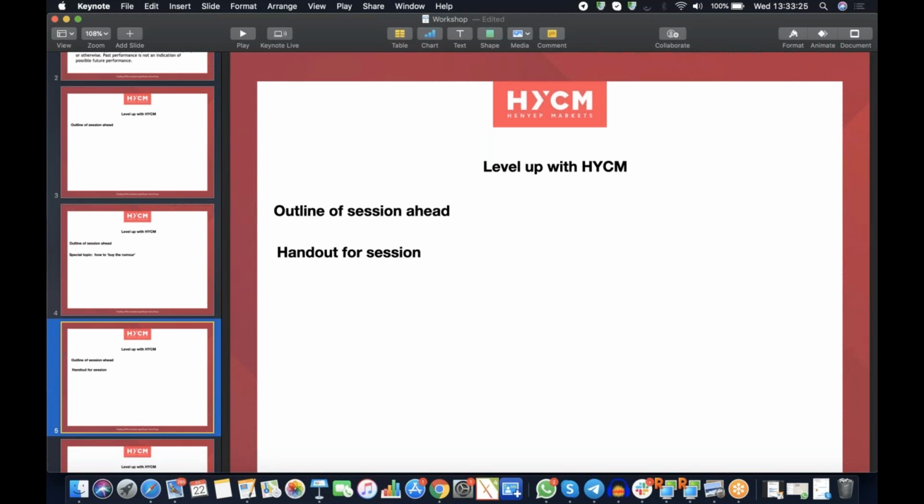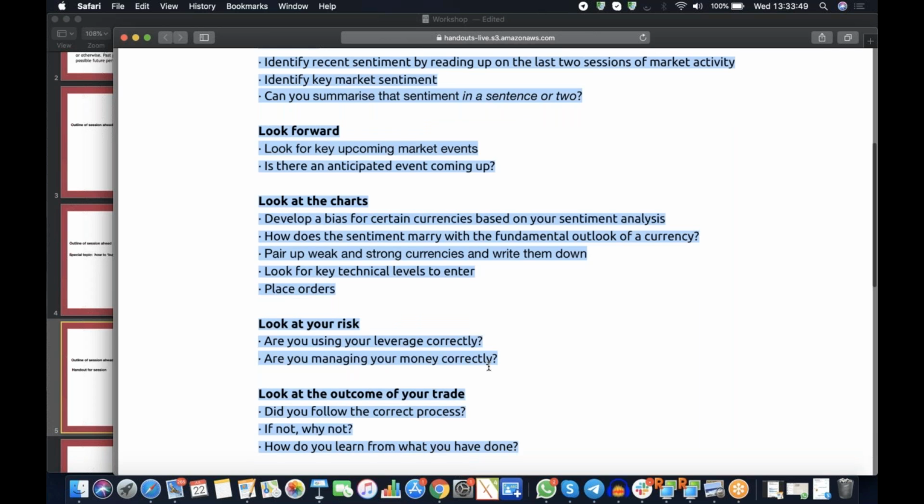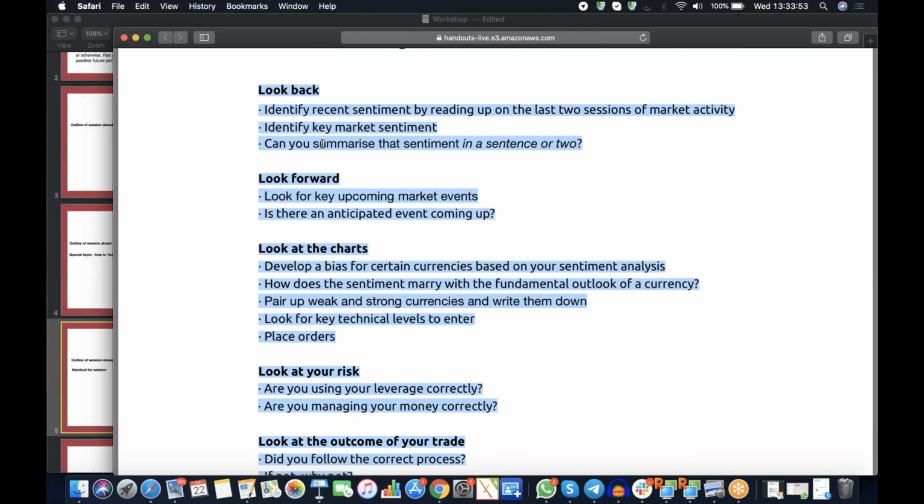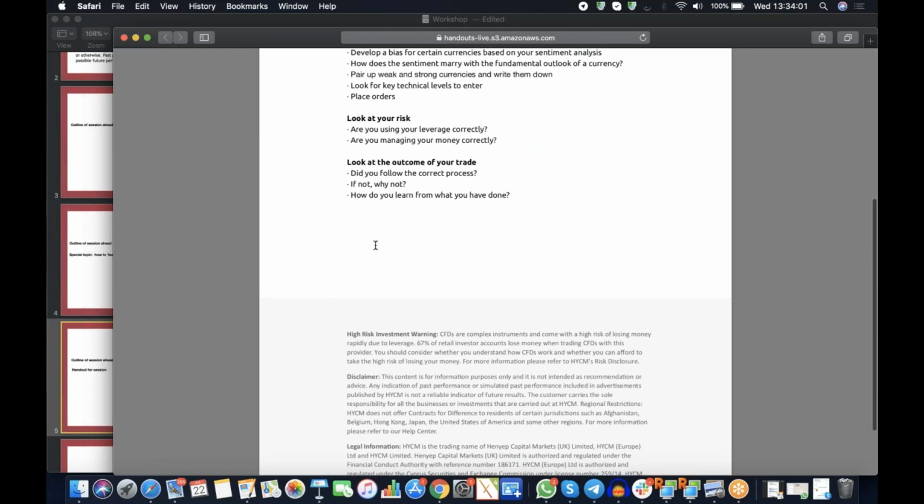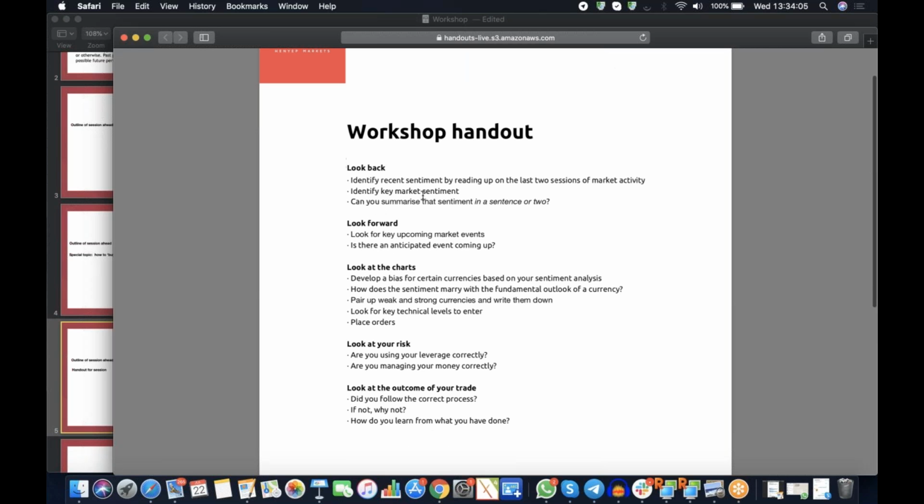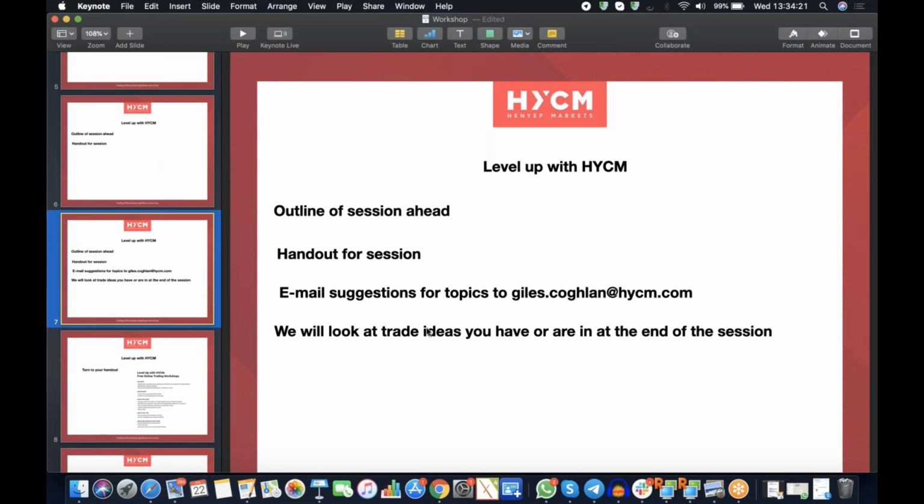Don't forget the handout for the session is in the handout section under workshop handout. That is the template through everything I do. When you open that handout, you can see that it looks like this. These 5 principles, looking back, looking forward, looking at the charts, looking at risk, looking at the outcome of your trade, are the principles that I use every single day in my trading. I'm always using these principles. It's become second nature for me. So particularly if you're trying to get a routine for trading, print this out, put it by your desk, and make sure you are following each one of these different headings. It will really help you as you get to grips with trading and finding a solid routine to use each day.